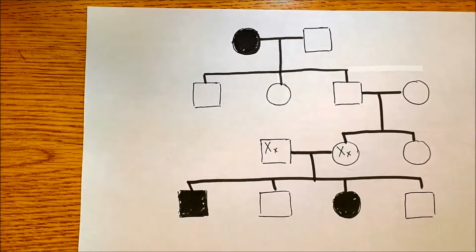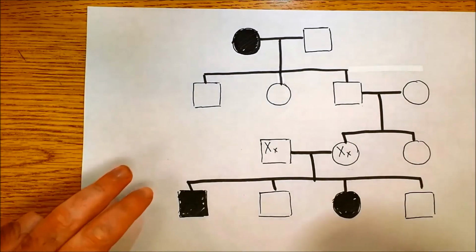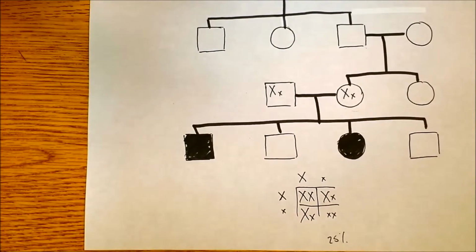Last bit. In the children on the very bottom pedigree, half have the trait, half do not. Both parents do not have the trait. How is this possible? Explain below. Well, I just answered in the previous question. Yay, me. There we go. That's the only way that's possible. So that's how, and that's the only way it would work. Questions?